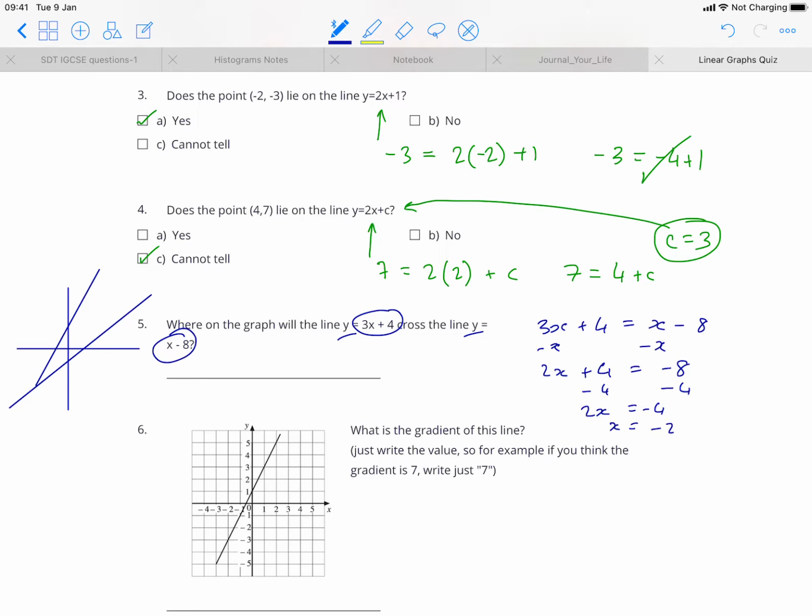Now, it says where on the graph, so we need a coordinate. We know it's going to be -2 and something. So we need to substitute into one of the equations. So we know, for example, y is equal to x minus 8. So y is equal to -2 minus 8. Y is equal to -10.